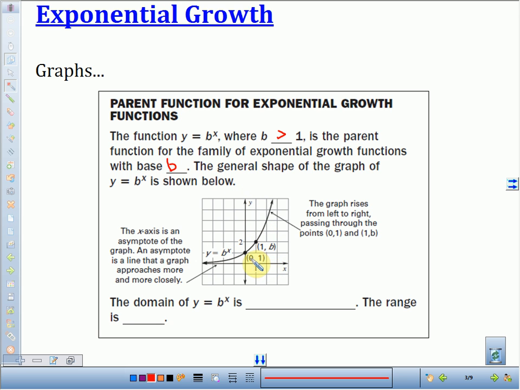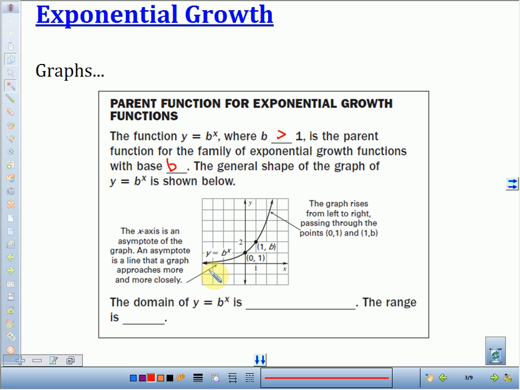One, when the exponent is 0, of course, y is 1, because anything raised to the 0th power is 1. So we have a point at 0, 1. We also have a point at 1, b, whatever b is. So if b was 2, we would have a point at 1, 2. And again, we'll see how this works when we actually start graphing these. But these are general characteristics of exponential functions.